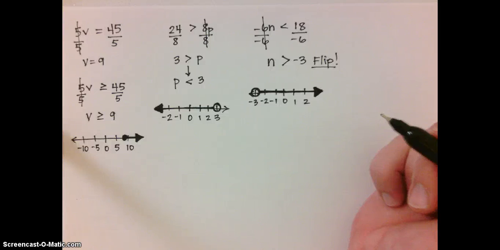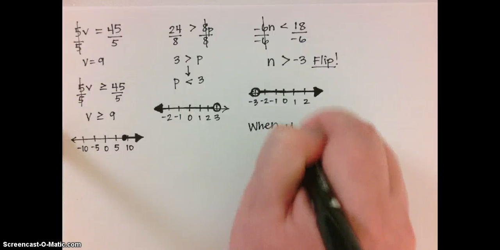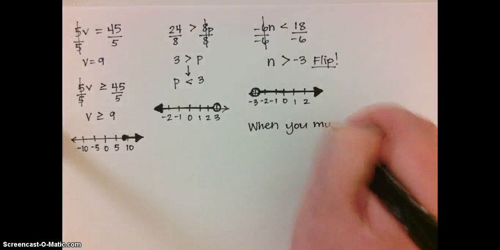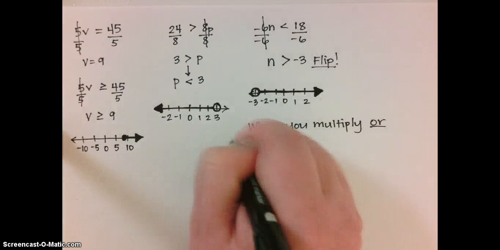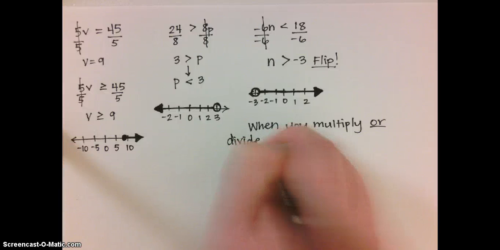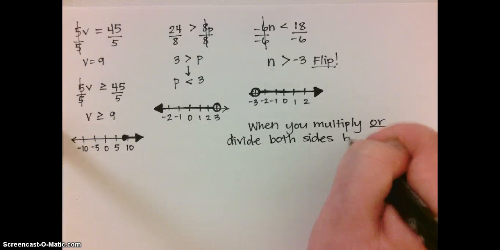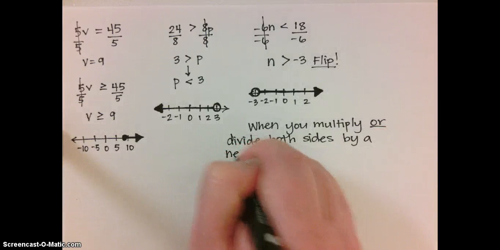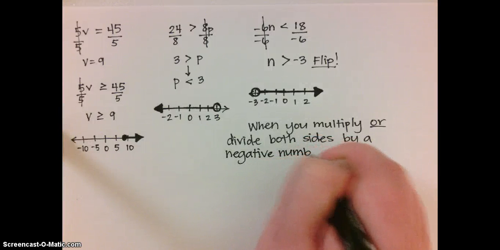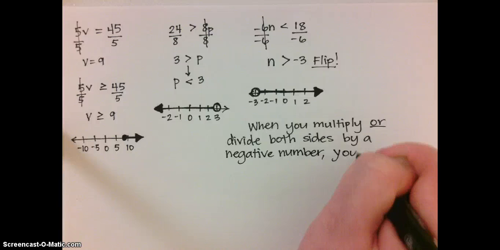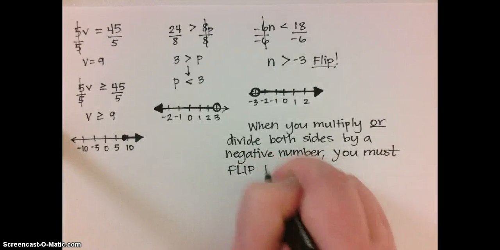So we should write down, just like we wrote down for multiplication, that when we multiply or divide both sides by a negative number, you must flip the inequality.